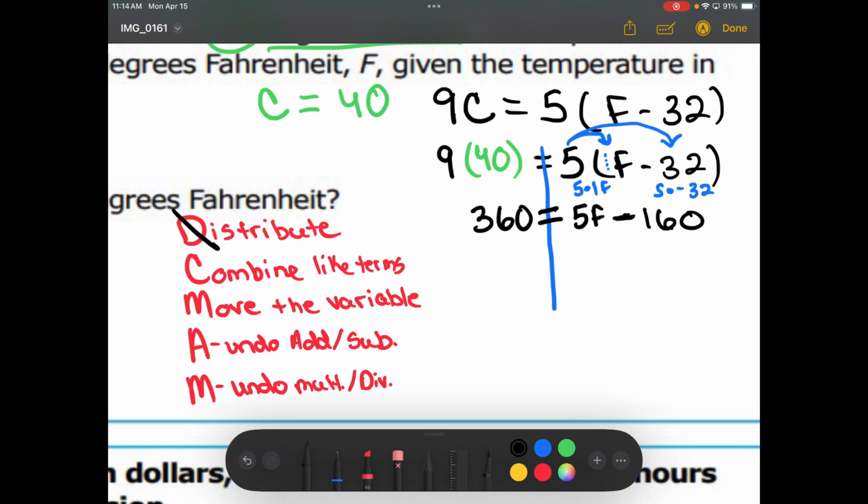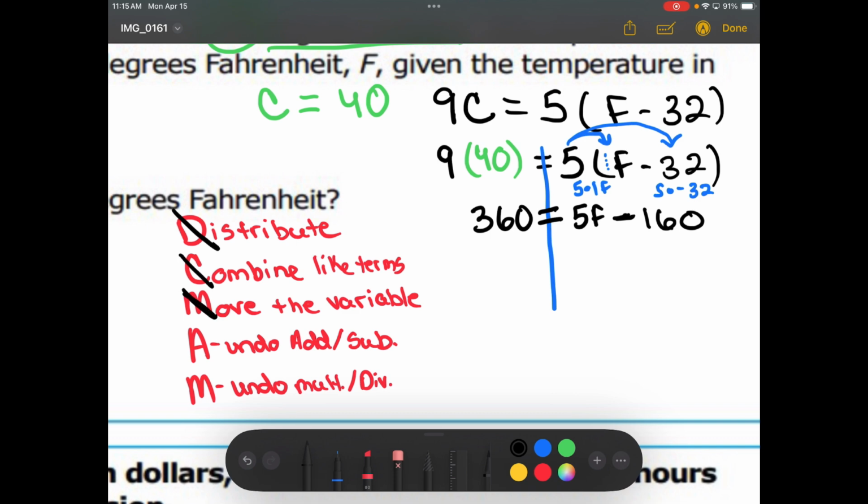C, combine like terms. Any like terms to combine here? What about over here? Nope, you can't combine those. Those are not alike. So we're going to M, move the variable. Now, this one, you only need it if you have a variable on both sides of the equal sign. Do we have a variable on both sides of the equal sign here? No, so we don't need this step.